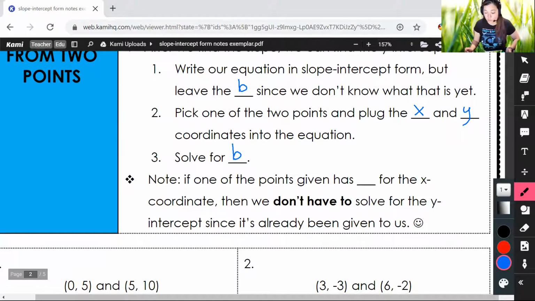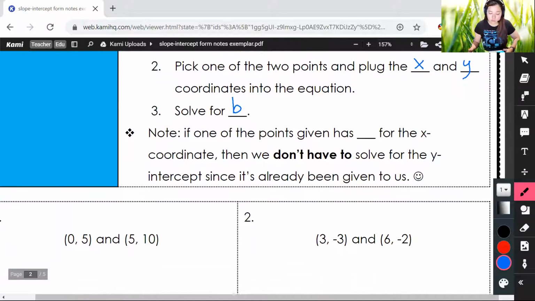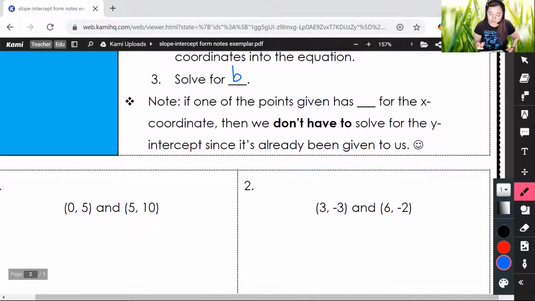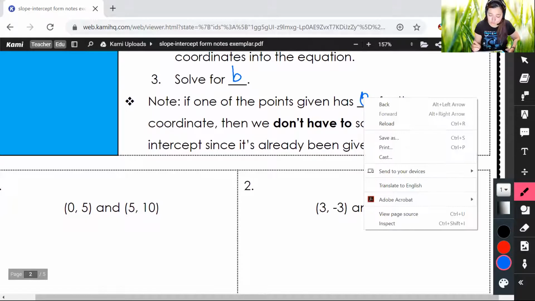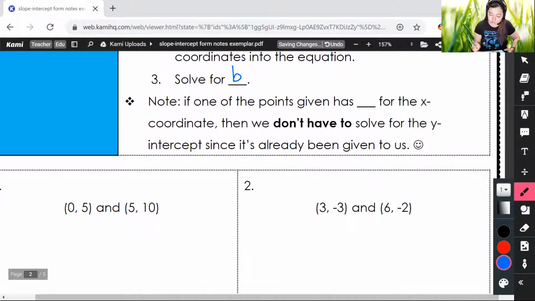Now, here's a note to try and save you a little bit of trouble. If one of the points given has 0 for the x-coordinate, then we don't have to solve for the y-intercept because it's already been given to us. Okay, remember, the y-intercept is the value of y when x equals 0. So if we have a point that's like 0, something, then that means they already gave us the y-intercept. And you'll see that in a second.